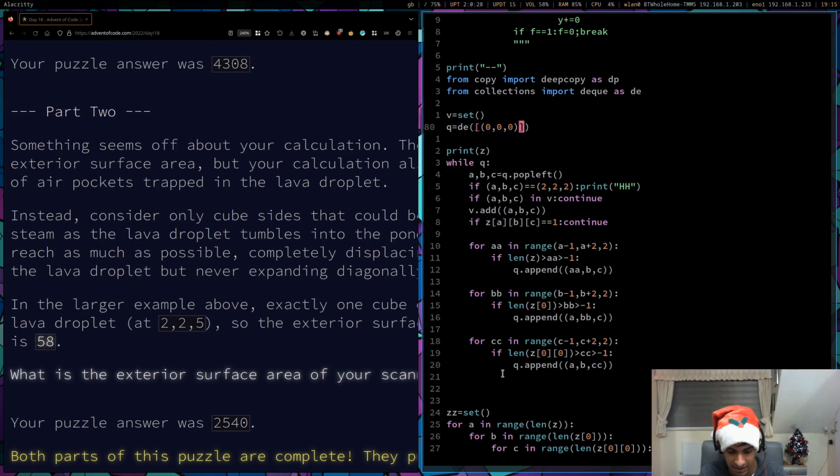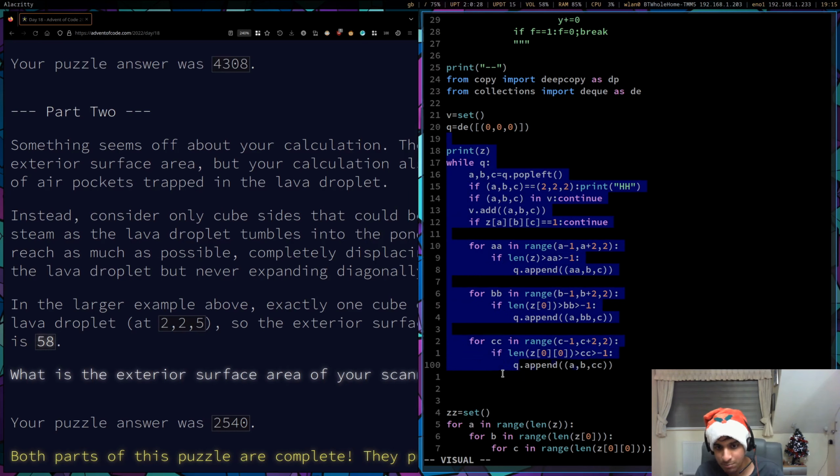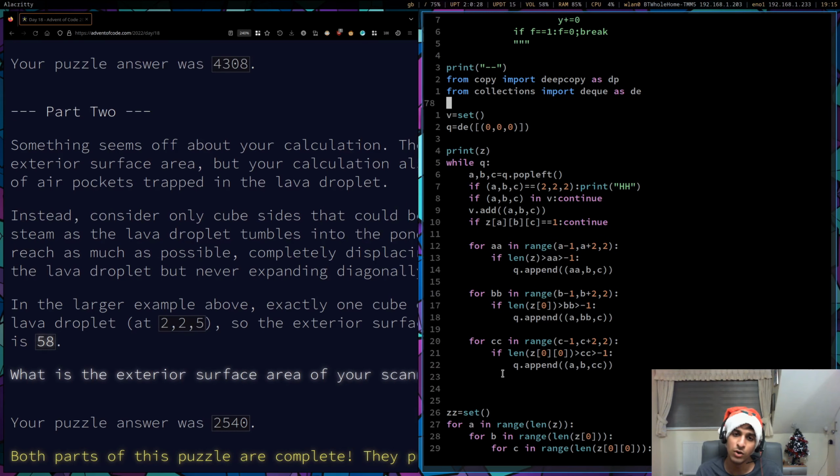Basically the idea behind that is any block the water can't go to is inside a lava droplet, and therefore I need to keep track of it. By the end of this, I want a set of all the coordinates that are not reachable by water. If it's not reachable by water, it has to be empty air inside a block. And I just simulated the movement of water here.